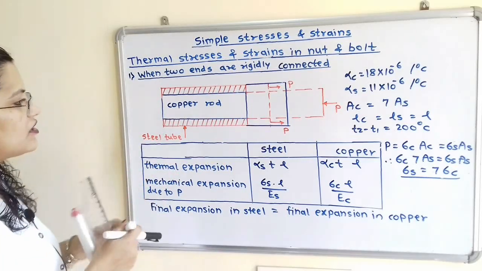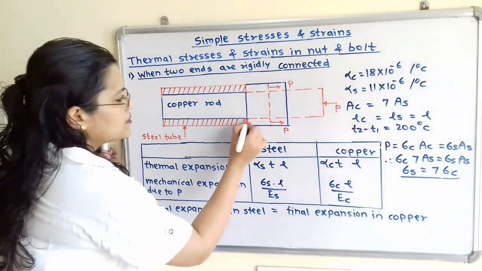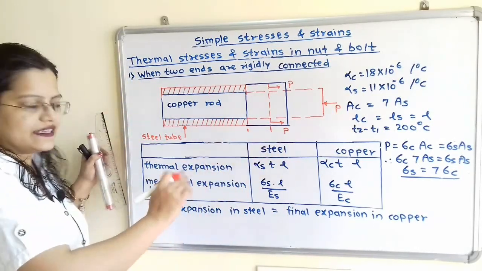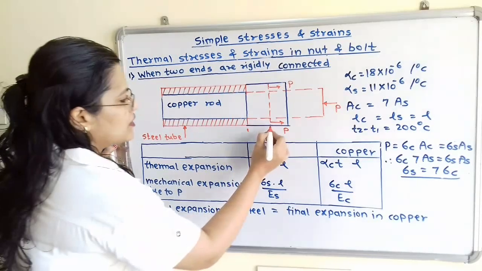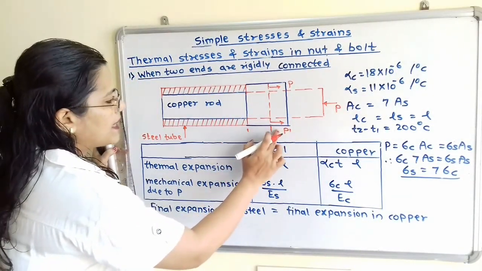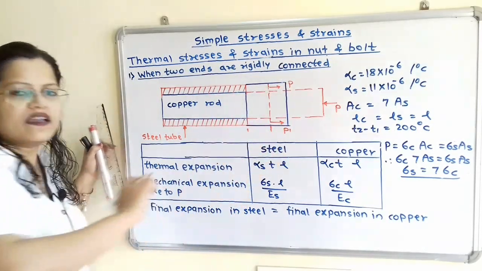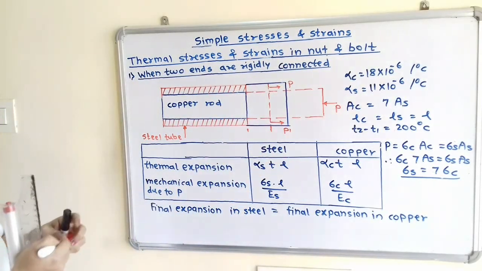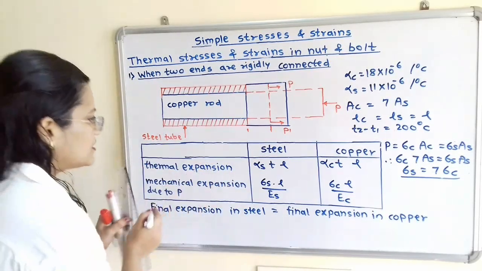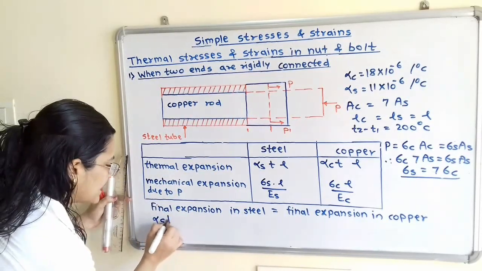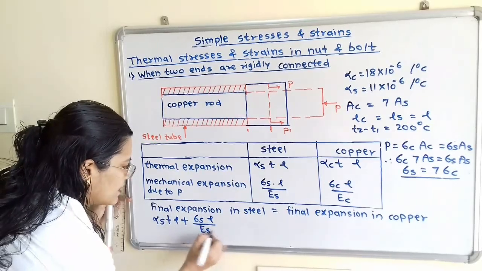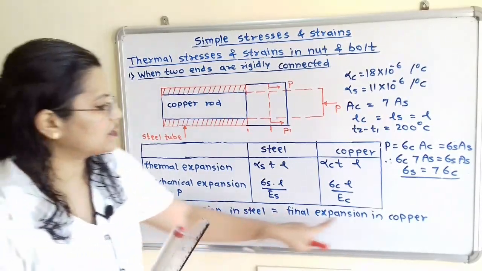Now if we observe, thermal expansion for the steel tube is up to this length, from this length to this length, and then mechanical expansion is from this length to this length. So here if we add the thermal and mechanical expansion, then we will get the final expansion. So we will add these two values for steel. So for steel we will add alpha S T L plus sigma S L by ES is equal to final expansion in copper.